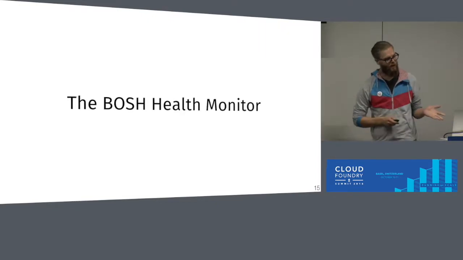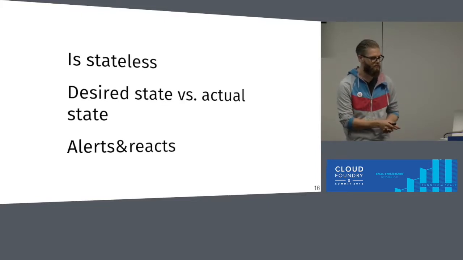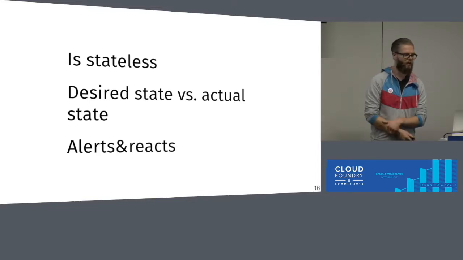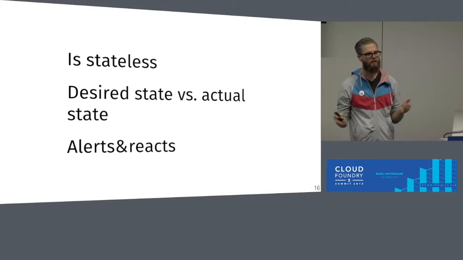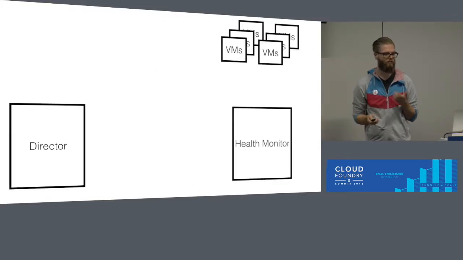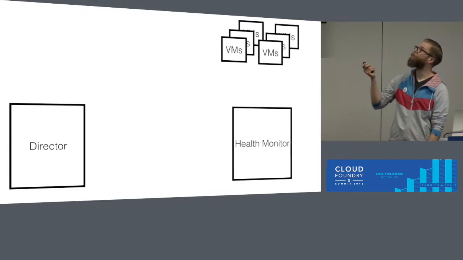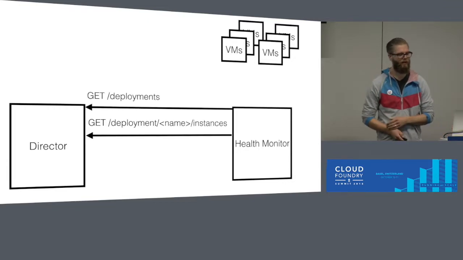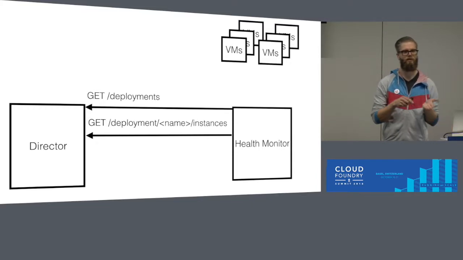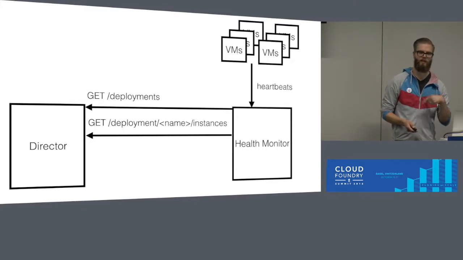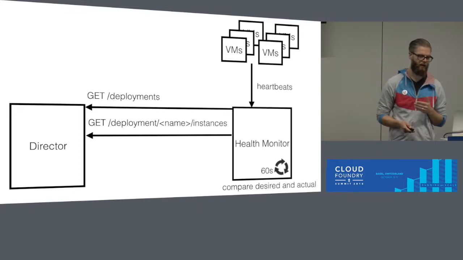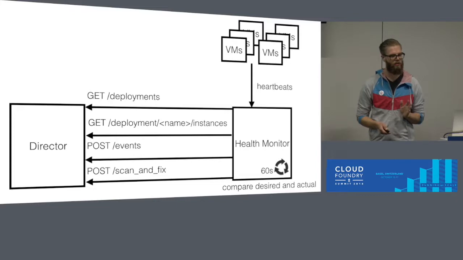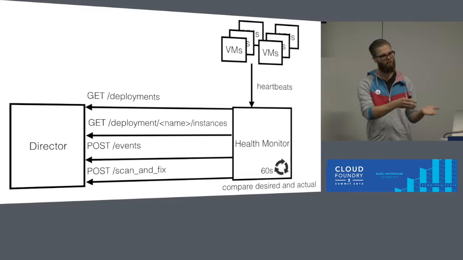A few words about the Health Monitor itself. The Health Monitor is stateless. It's there to compare your desired state, so what deployments and instances you want to have, with the actual state in the infrastructure. Then it alerts and reacts on certain things if it finds a difference between those two. So here's how it works. We have the director, the Health Monitor, and all the VMs that we have deployed. The Health Monitor requests the list of deployments from the director. For all of those deployments, it requests lists of the instances that are supposed to be in that deployment. All the VMs regularly send heartbeats that the Health Monitor listens to. The Health Monitor compares that every 60 seconds, and if something bad is detected, it posts an event, and potentially it schedules a scan and fix to bring up new instances that might have failed in the meantime.